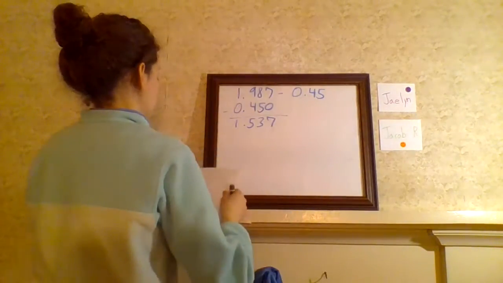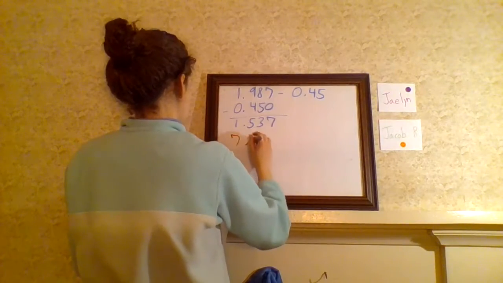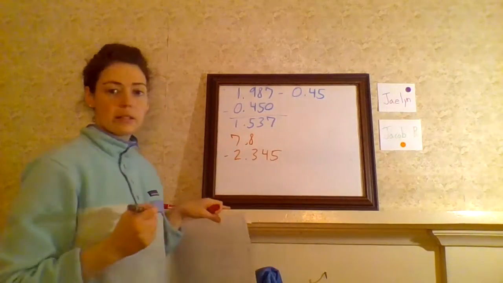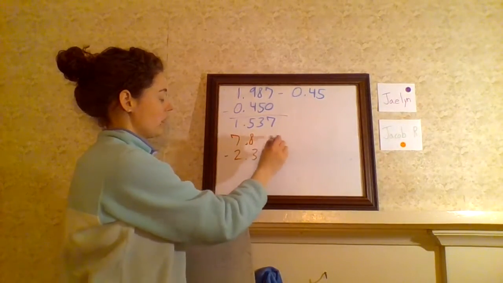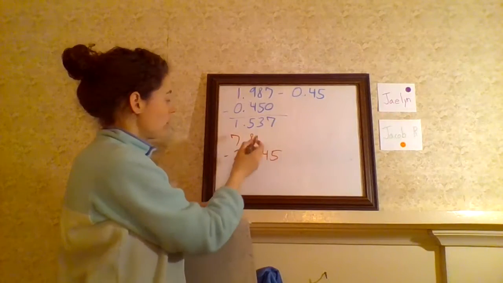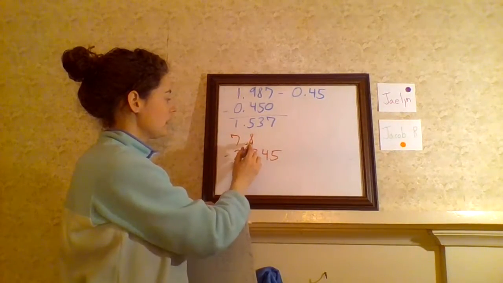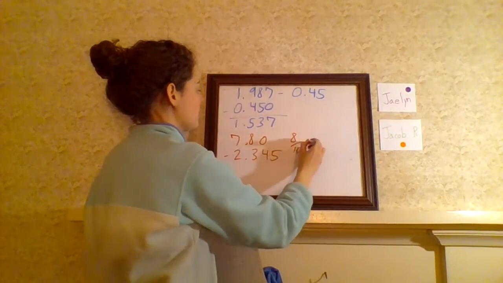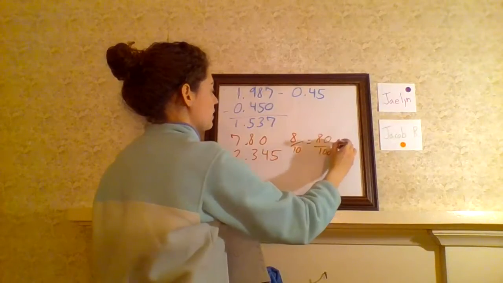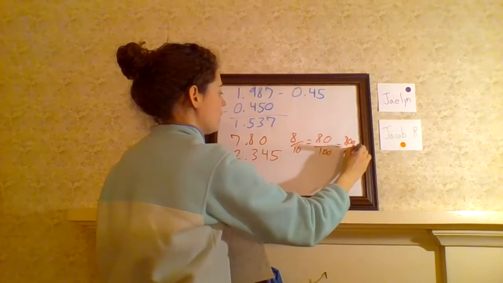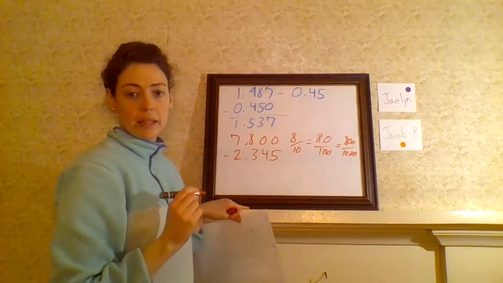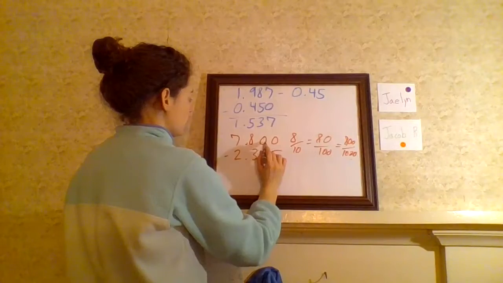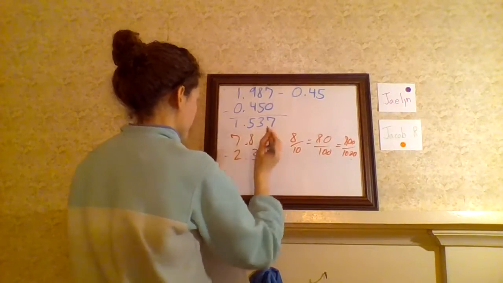Let's try another one. Okay, if we had 7.8 minus 2.345. Now this looks a little harder, doesn't it? Because there's nothing here and we need to subtract 45. But we know that 8 tenths is the same as 80 hundredths. And it's also the same as 800 thousandths. So we can just put those zeros in there. And then when we subtract, we'll borrow. This one needs to borrow from this one. This one doesn't have any, so we need to borrow from here.